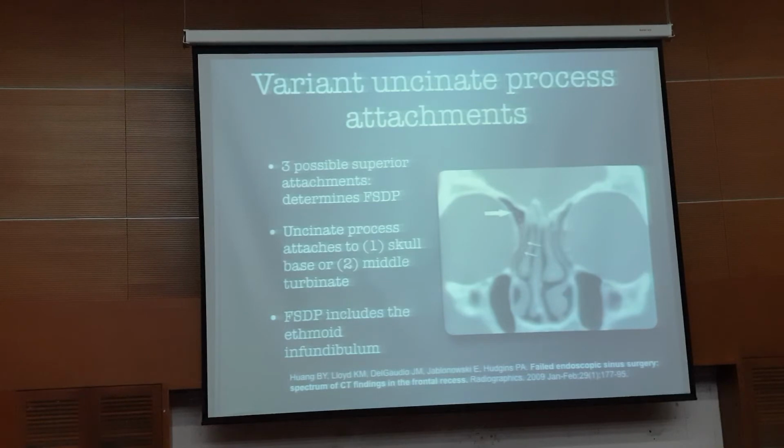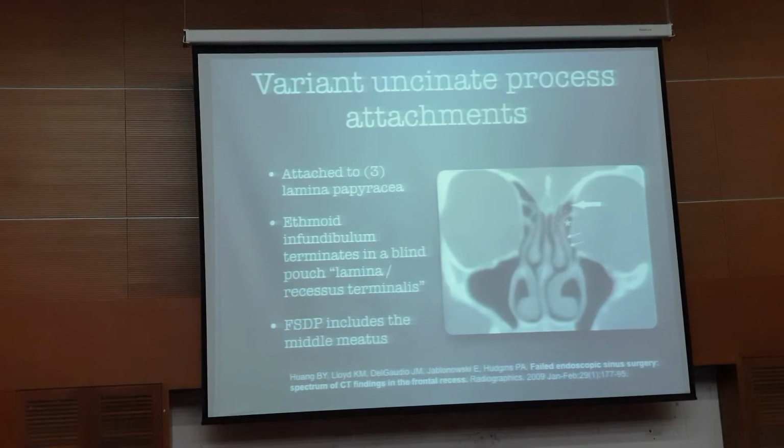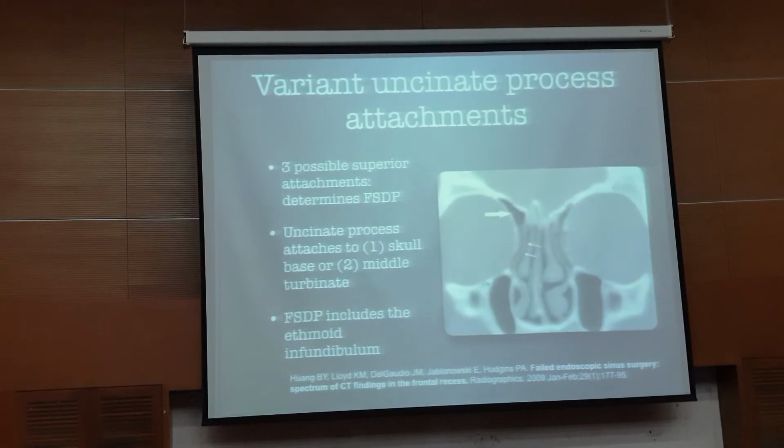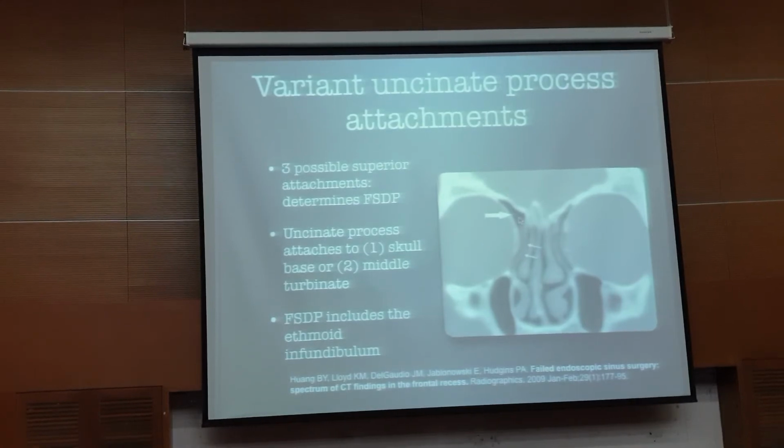There are sometimes some variant uncinate process attachments. The one I would talk about is this one, where the uncinate process is attached to the skull base. The frontal sinus drainage pathway in fact includes the ethmoid infundibulum. Because of this, any disease in the maxillary sinus can actually lead to disease in the frontal sinus.